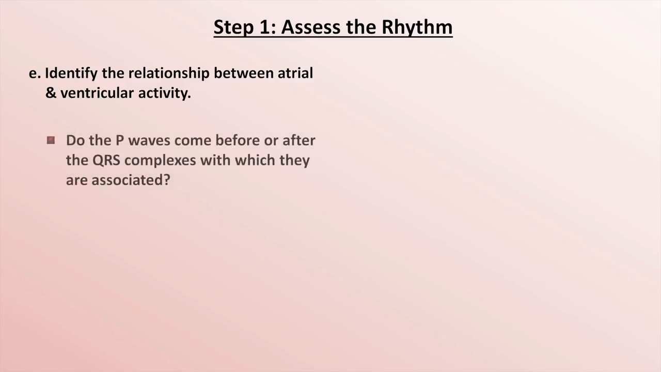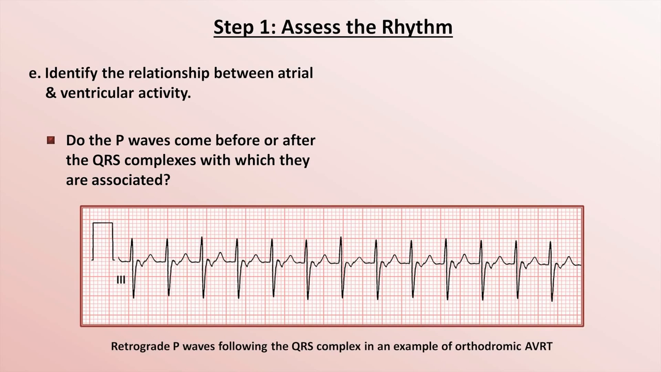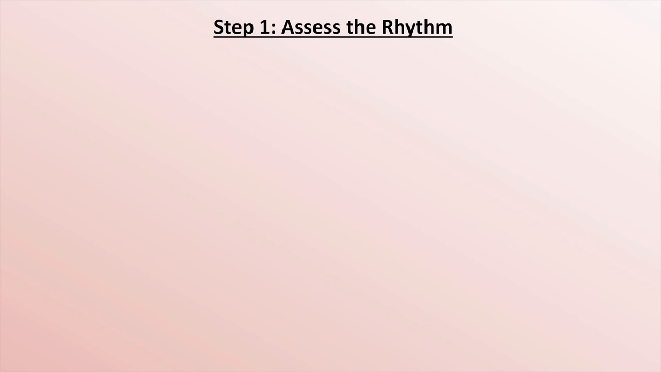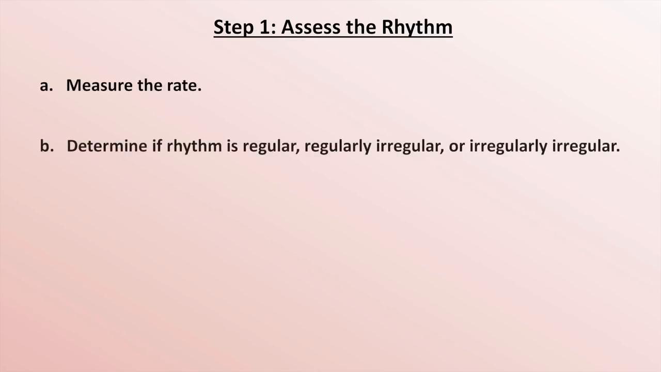Also ask if the P waves come before or after the QRS complexes with which they are associated. Although it's uncommon to see P waves following the complexes, it can occur in a select few types of supraventricular tachycardias, such as one called orthodromic AV reentrant tachycardia, shown here. Noticing these retrograde P waves, which occur after the QRS and are inverted, will help to suggest an otherwise difficult to make diagnosis.